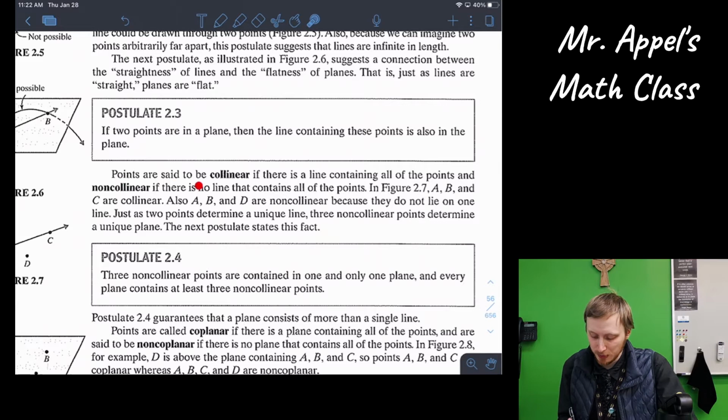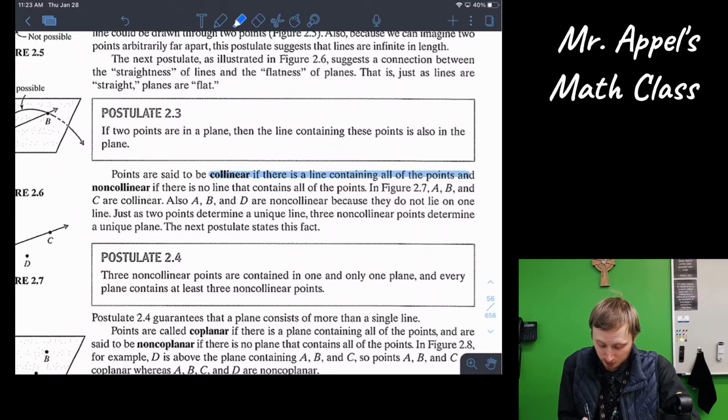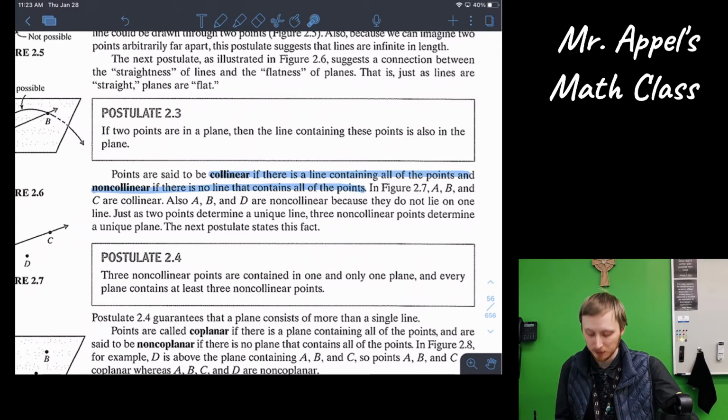Points are considered to be collinear if there is a line containing all the points. And non-collinear if there is no line that contains all of the points. So these are grouping terms. These are terms that refer to various groups of points.